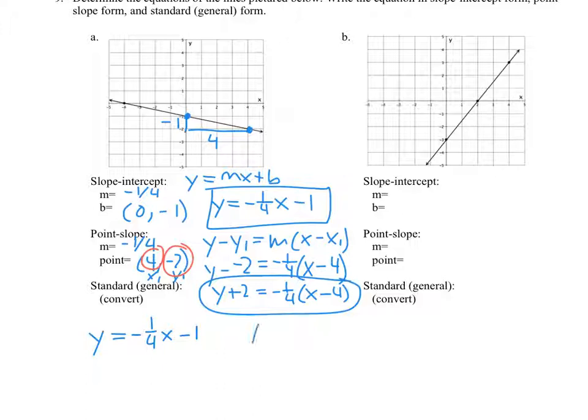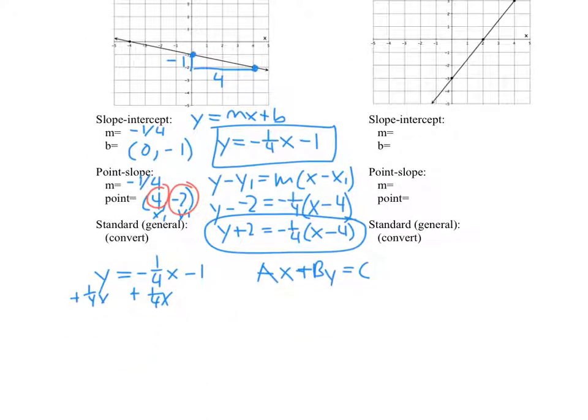And to get to standard form, which is ax plus by equals c, we want to get the x and y terms on the same side. So first I'm going to move the 1/4 x over to the left side by adding it to both sides. And if I rewrite that, I get 1/4 x plus y equals negative 1.